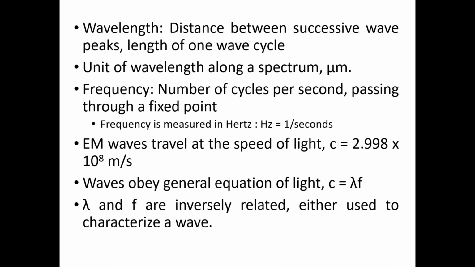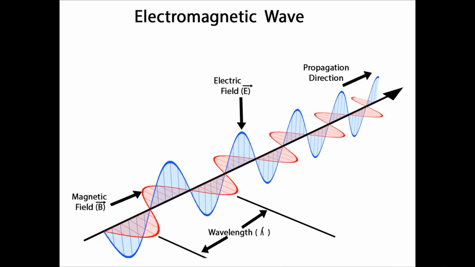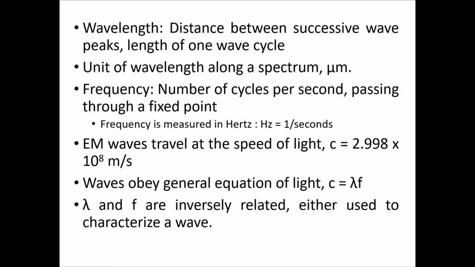Next comes frequency. What is frequency? This is the number of cycles of a wave passing a fixed point per unit of time, right? So what is the unit of frequency? Hertz, right? Hertz is equivalent to 1 cycle per second. Correct, 1 cycle per second. It is represented as hertz, which is actually 1 by second. So the number of cycles per second passing through a fixed point is the frequency of the wave.